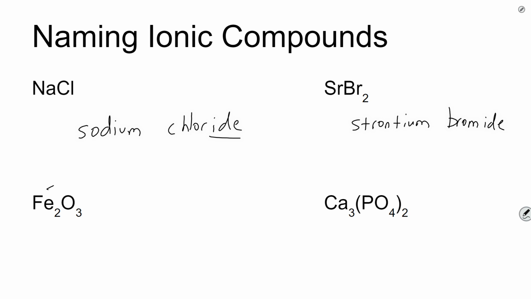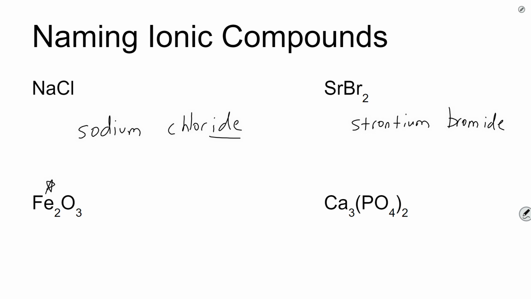Something odd happens with transition metals. You may recall that we don't know the charges of transition metals, and part of why we don't know them is because they can take on multiple different charges. So for this, what we end up having to do is figure out what the charge of the iron is here, and we end up having to state that in the name.